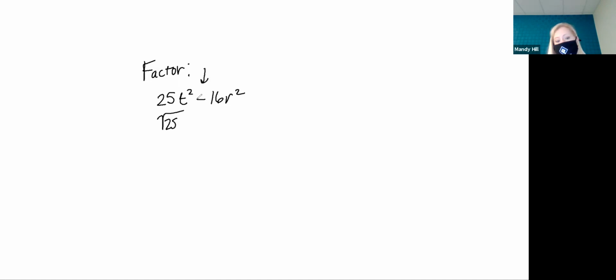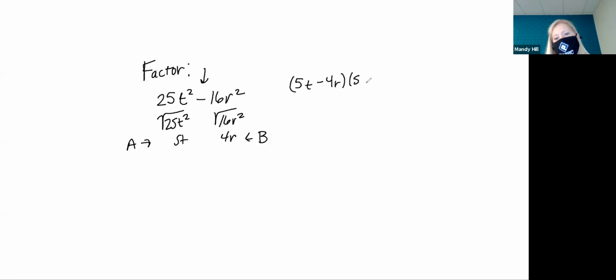I know it's the difference, it has the minus sign. The square root of 25t squared is 5t. The square root of 16r squared is 4r. So this would be my A, this is my B. The square root of 25, sorry about that, is just 5, so 5t. And so we would want to write 5t minus 4r, 5t plus 4r would be the answer there.